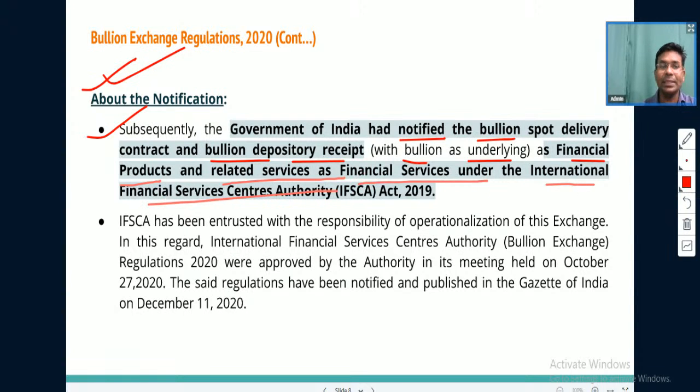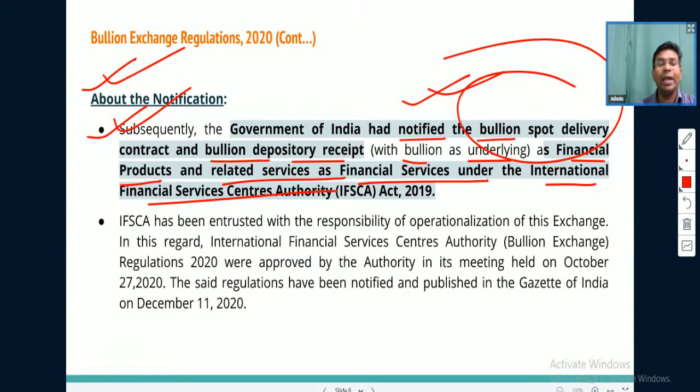It simply means that after the notification, the government of India has notified that spot exchanges related to bullion and all other contractual things related to bullion will be considered as part of depository receipt. And it will be considered as a financial product and it will be related to the financial services under the International Financial Services Centers Authority.